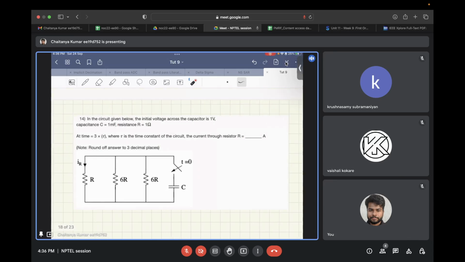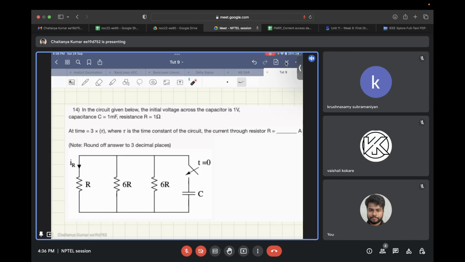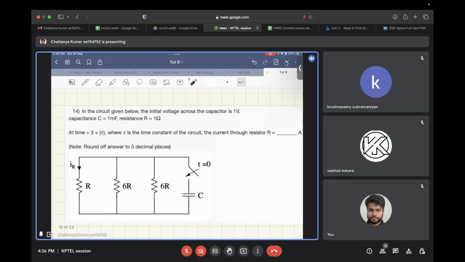Now let's move to the next question. In this question, there is a parallel combination of three resistors, that is R, 6R, and 6R, and there is a capacitor that is initially charged to 1 volt, and at t equal to 0, it is connected across this parallel combination of three resistors. The question asks: after three time constants, what will be the current through the first resistor, whose value is R, in the circuit?